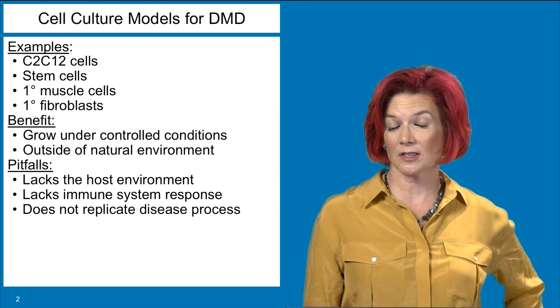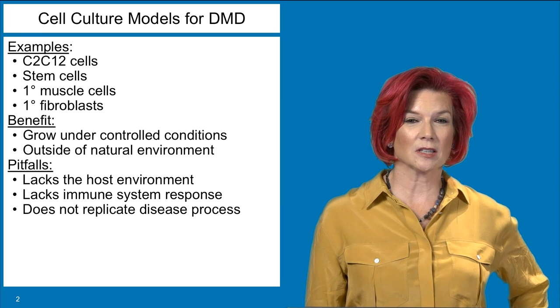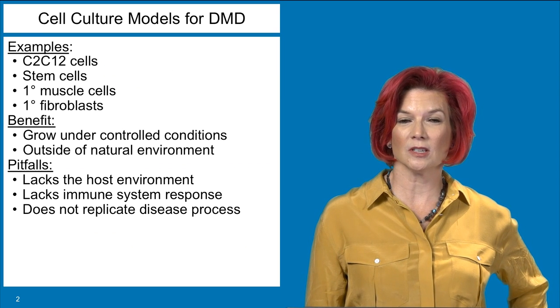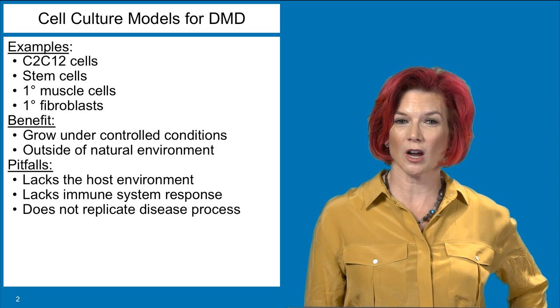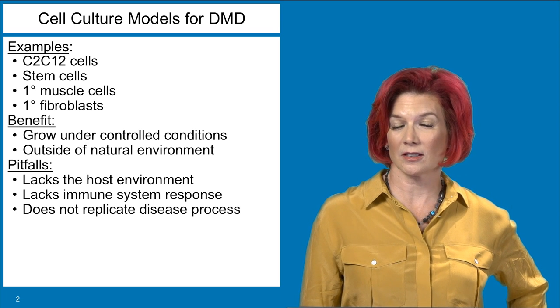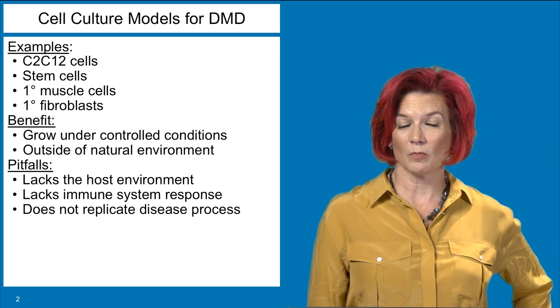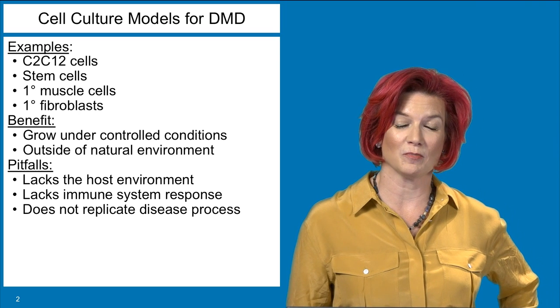There are many different cell culture models for investigating Duchenne muscular dystrophy. Some examples include the C2, C12 cells, which are derived from skeletal muscle from mice. These are very well characterized cells. It's an immortalized cell line. The cells can be differentiated into myotubes. We'll see an example of that in a moment.